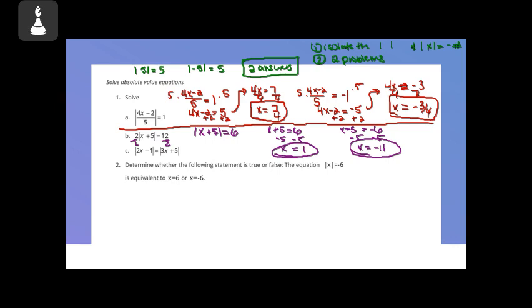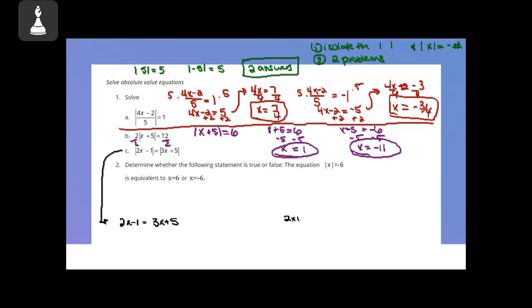I'm going to bring C down here. We have the absolute value of 2x minus 1 equals the absolute value of 3x plus 5. Well, the absolute values are completely isolated on each side. There's nothing left. So I can go to 2x minus 1 equals 3x plus 5, or 2x minus 1 equals the opposite of 3x plus 5.